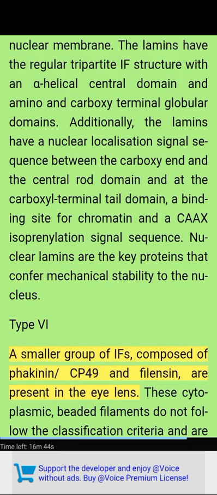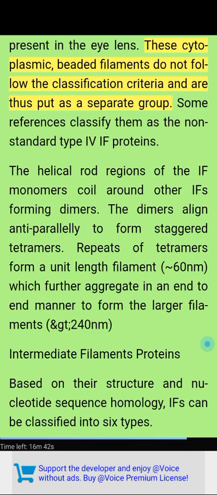Type 6. A smaller group of IFs, composed of phakinin, CP49 and filensin, are present in the eye lens. These cytoplasmic, beaded filaments do not follow the classification criteria and are thus put as a separate group. Some references classify them as non-standard type 4 IF proteins.